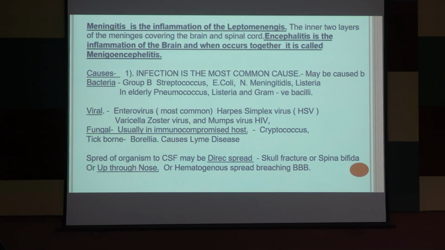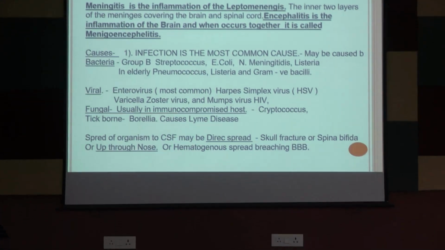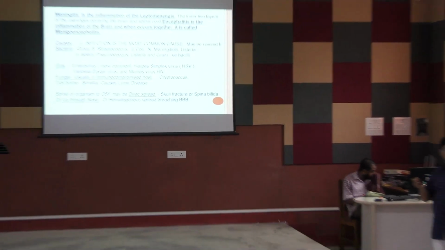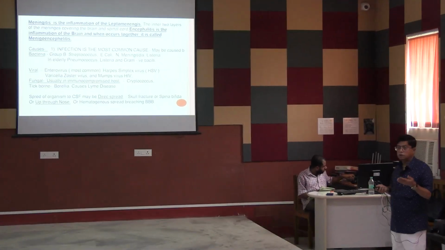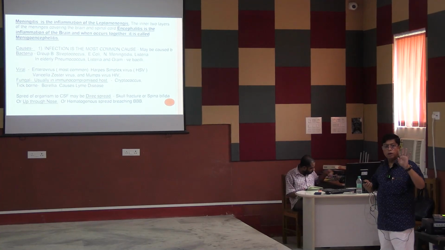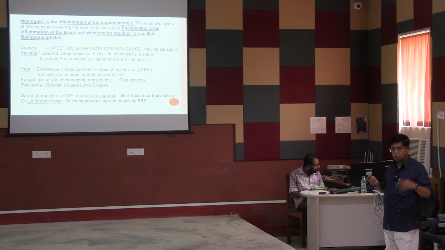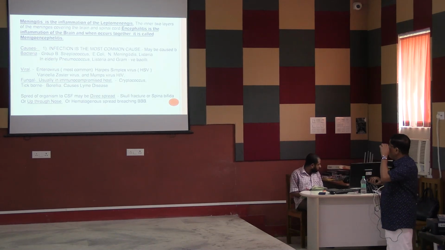And inside the parenchyma, if there is a space occupying lesion, it can compress the nearby structures. These two are the signs of encephalitis. But the meninges per se will not produce this seizure or space occupying lesion.